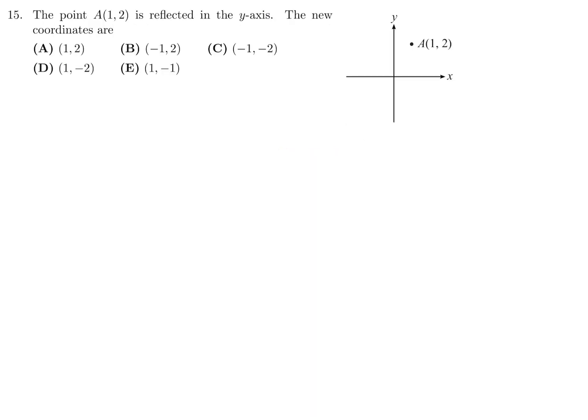The point A(1, 2) is reflected in the y-axis. The new coordinates are. So we're reflecting in that axis. That acts as a mirror, let's say. So the point will go somewhere there. Well, maybe somewhere here. And that means that the y-coordinate stays the same, right? So it's going to be 2 for the y-coordinate. But the x-coordinate, instead of being 1 on this side, it's going to be 1 on that side. So it's going to be -1 because this is +1. So -1 and 2. And of the answer choices, that is B.